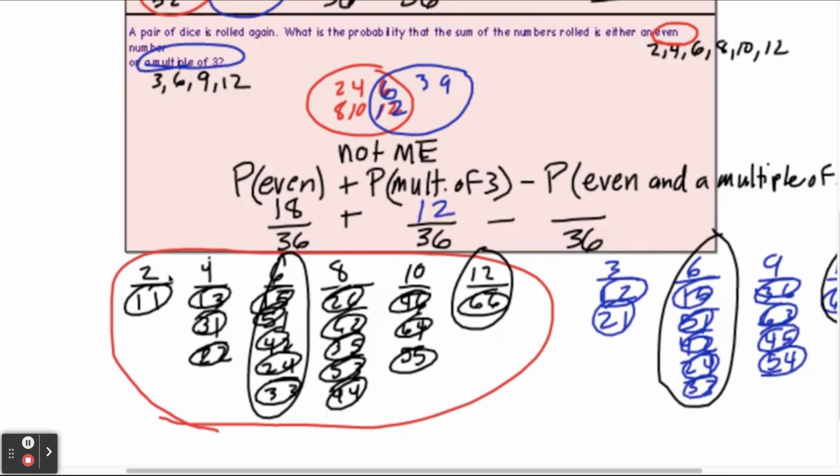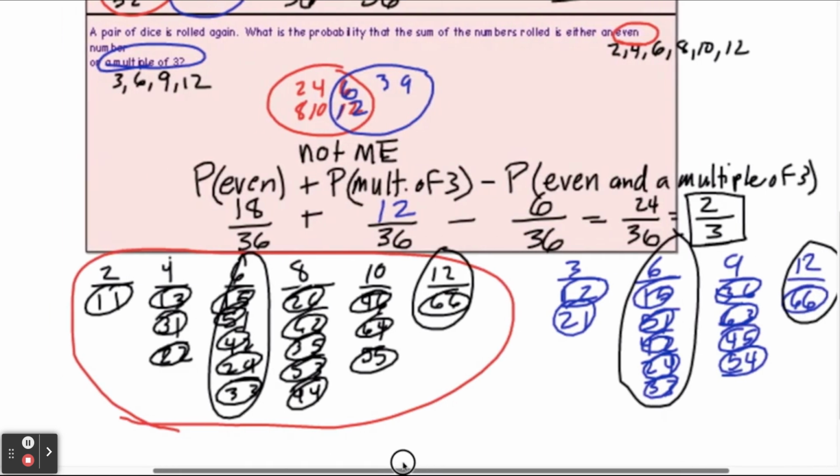To roll a 6, it was 1, 2, 3, 4, 5. And then to roll a 12, it was 6. So I need to subtract out 6 over 36 possibilities. Again, when you're adding or subtracting fractions, the denominator should stay the same, and you just add and subtract straight across the top. 18 plus 12 is 30, minus 6 is 24. I can divide that by 12 to get a probability of 2/3. So when you roll a pair of dice, you have a 2/3 probability that your roll will either be even or a multiple of 3.